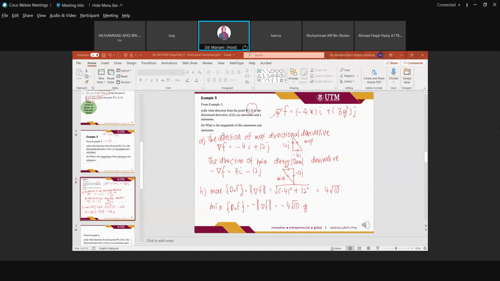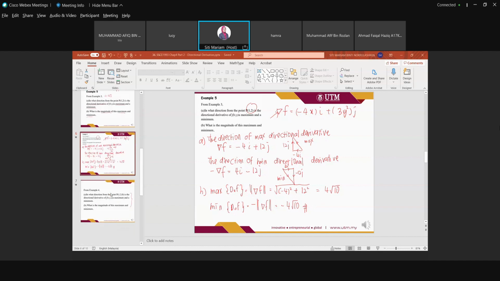Okay, and if the question is asking for magnitude, the value, so you kena cari the magnitude lah. The magnitude of grad f, which is equal to the square root of each element squared, okay? This is for maximum. For minimum, you just put negative. Okay, basically you will get the same value. Cuma the difference is one is positive, another one is negative.